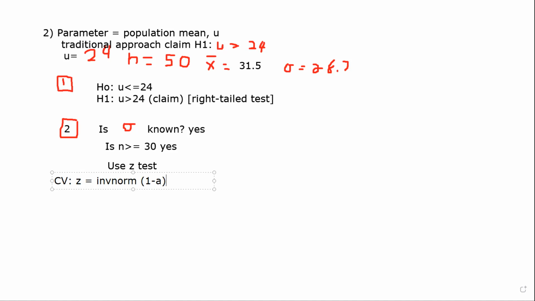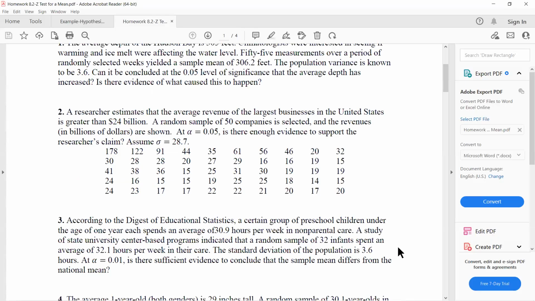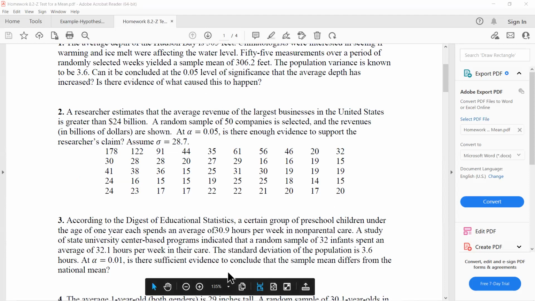And alpha comes from the problem itself. So if you go back to the problem here, it says alpha is 0.05. Is there enough evidence to support the claim? Well, this is the same alpha that we had in the first one. So our z-score is going to be the inverse norm. Is this step 3? This is part of step 2 still, because we're finding the critical value.